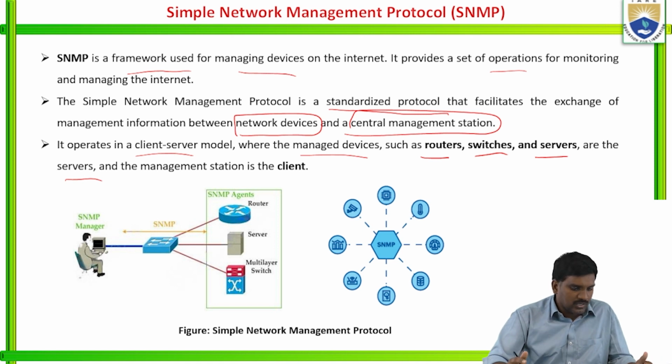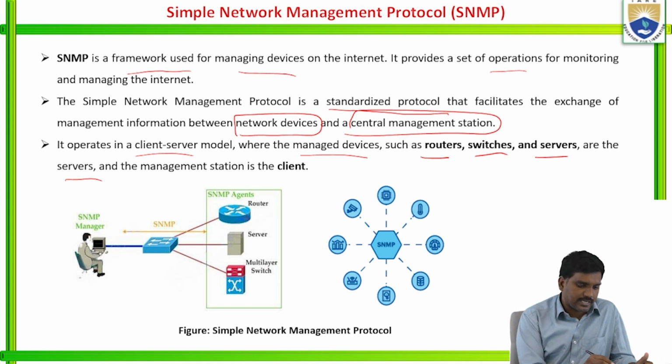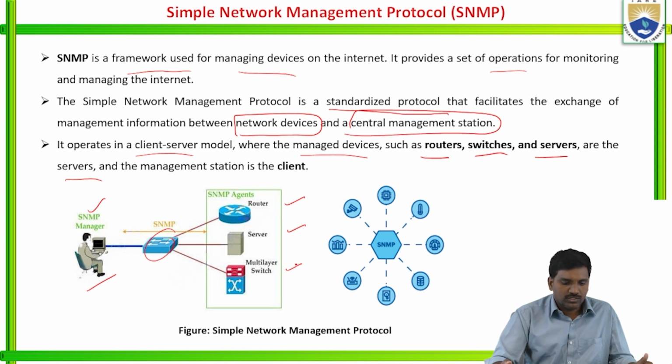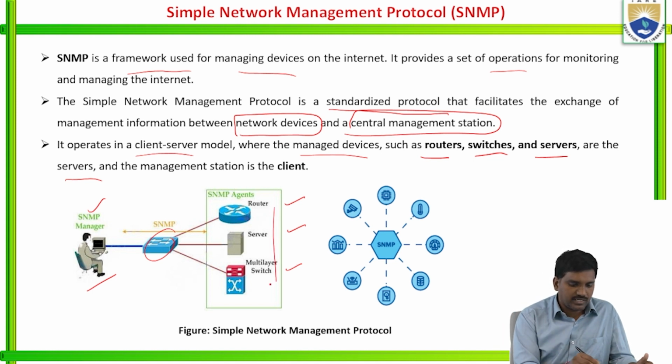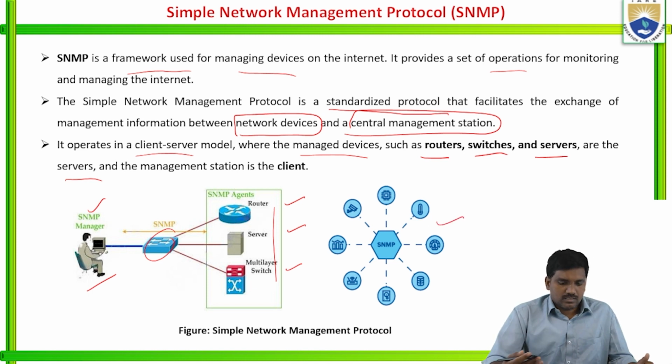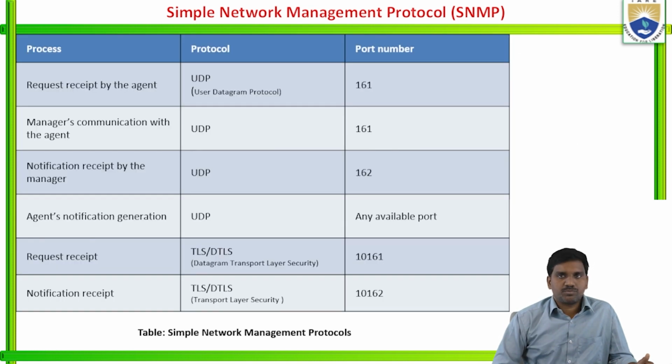Three points here. This is the Simple Network Management Protocol diagram. Here there is an SNMP manager, working through SNMP. Under the agents we have different devices: routers, servers, and multi-layer switches. Under SNMP agents we have different roles. So this is the normal network diagram of Simple Network Management Protocol, and this is the introduction of it.